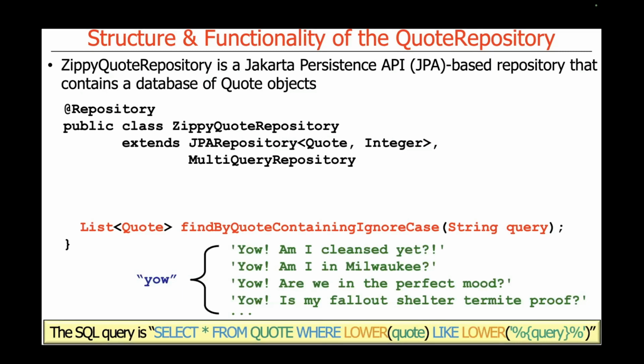Here's a simple example of what this does. So if you happen to search for the query Yao, then it will find all the rows in the database that match containing that word Yao, ignoring case. And the actual SQL query that's generated from this is select anything from the quote table where lowercasing each of the quote fields matches the query. And you can see here, it doesn't have to be an exact match. It can match a subset of the query again, in lowercase.